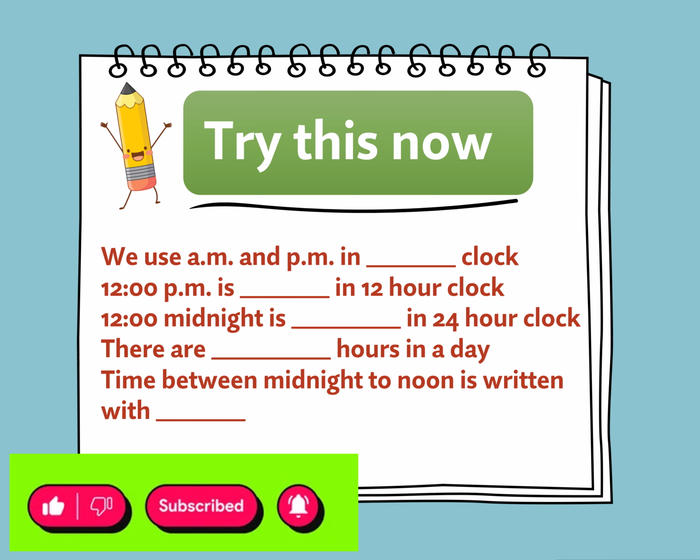There are 24 hours in a day. Time between midnight to noon is written with AM, not with PM. From midnight to noon, we use AM in 12-hour clock, and from noon to midnight, we use PM in 12-hour clock.